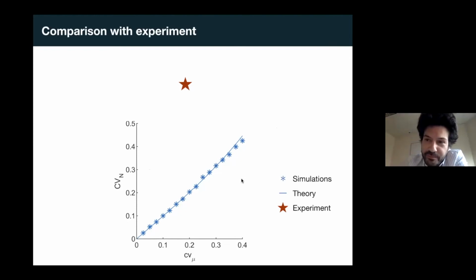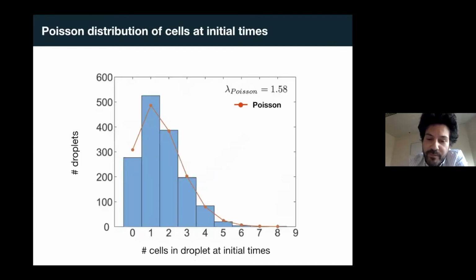The first thing is that I've told you there's an average of one cell per droplet at the beginning, but the distribution of cells per droplet actually follows a Poisson distribution, because cells enter droplets at random. That's what we observe experimentally. The blue bars are experimental data, and the red is a fit with the Poisson distribution. On average we have 1.6 cells per droplet; some droplets are empty, and some have 1 cell, 2 cells, 3 cells, etc. So that introduces a source of noise, variability, in our data.